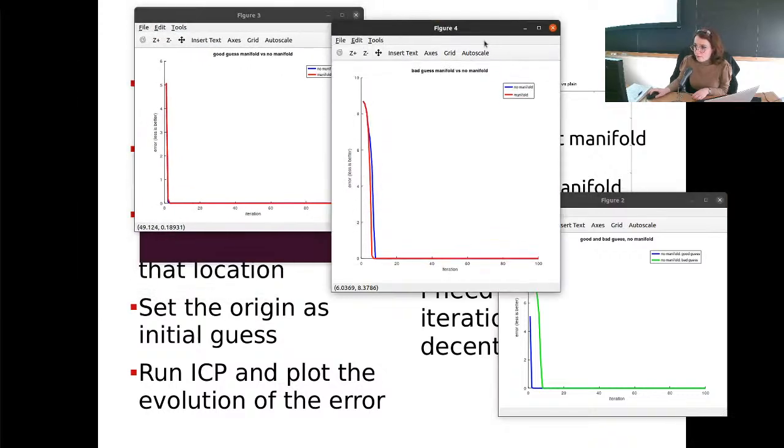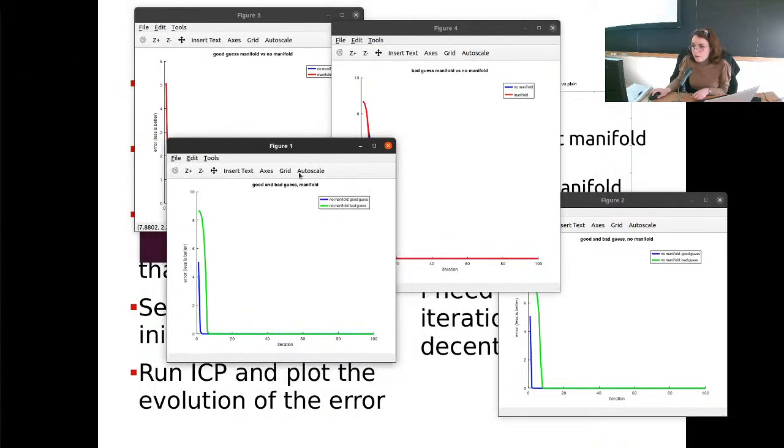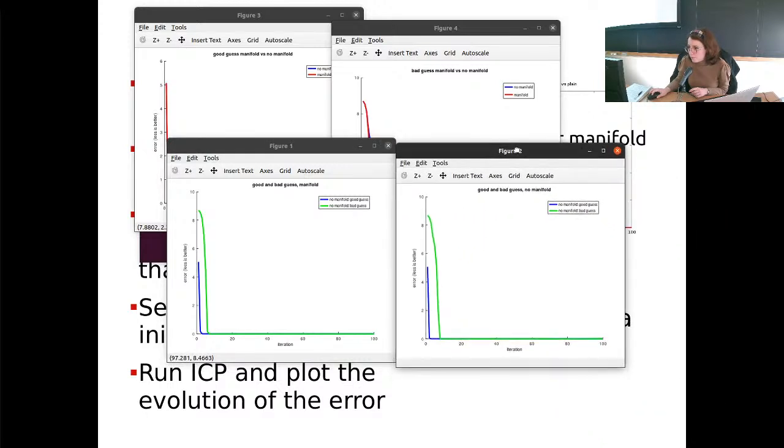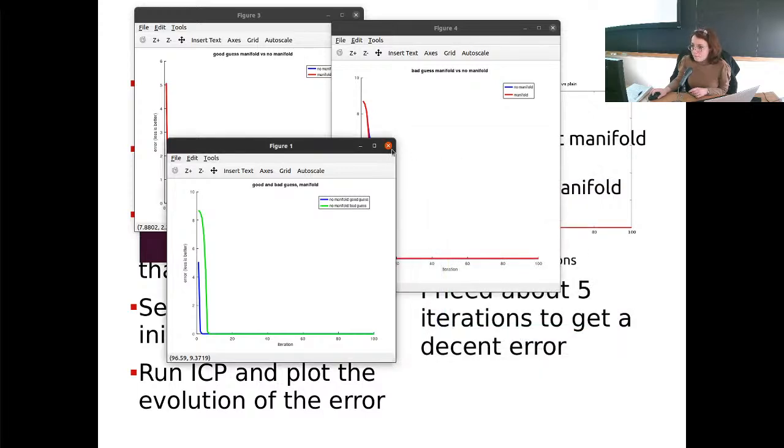Here you have figure 1 and figure 2. Again, you can see the evolution of the chi, which is error transpose times error, as the iterations go on. And you can see the difference between using or not, again, the manifold formulation.